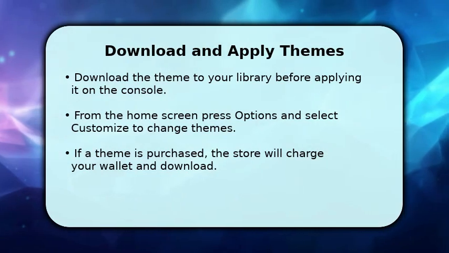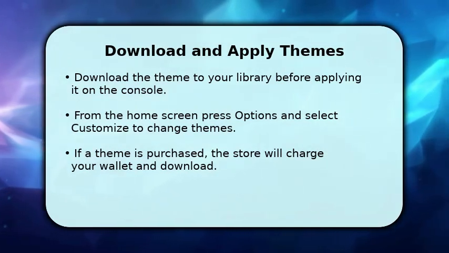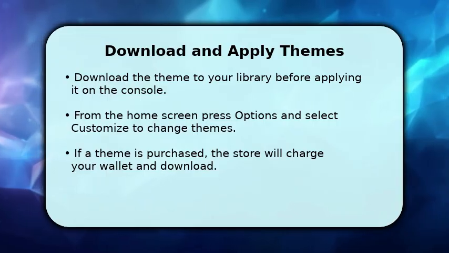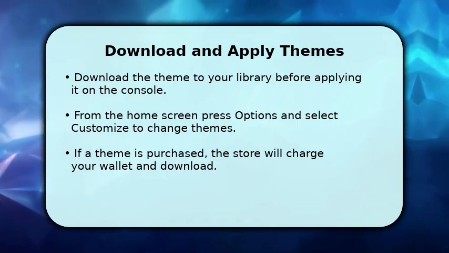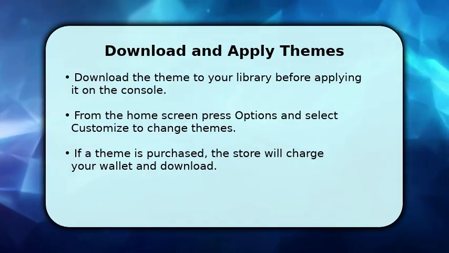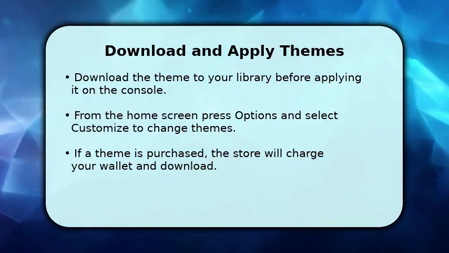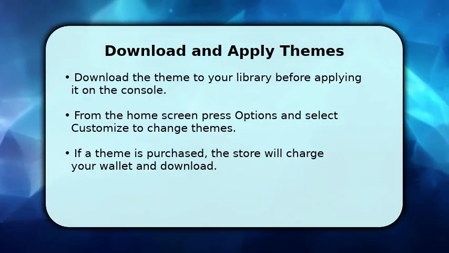After choosing a theme, select Buy or Add to Library and confirm the purchase. Download the theme to your library before applying it on the console. Wait for the download to finish. Check notifications for progress and completion. Return to the PS5 home screen to apply the new theme.